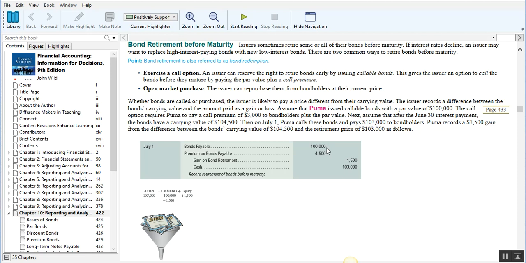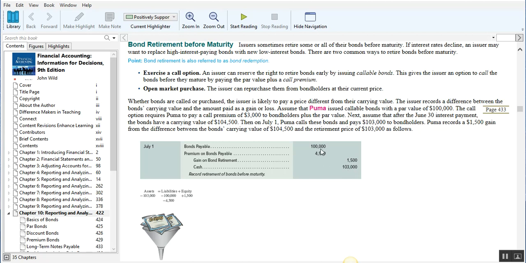Now, one of the things that we also need to recognize is that built into this retirement, these bonds had a carrying value of $4,500. That means that we still had some unamortized premium left. So even though we paid a premium to call them, we still had some unamortized premium. We sold these at a premium. Whatever premium is left, we need to recognize. We're going to record that here as a debit to close that out. Remember, a premium is going to be a credit. So here we're closing out the remaining premium of $4,500.